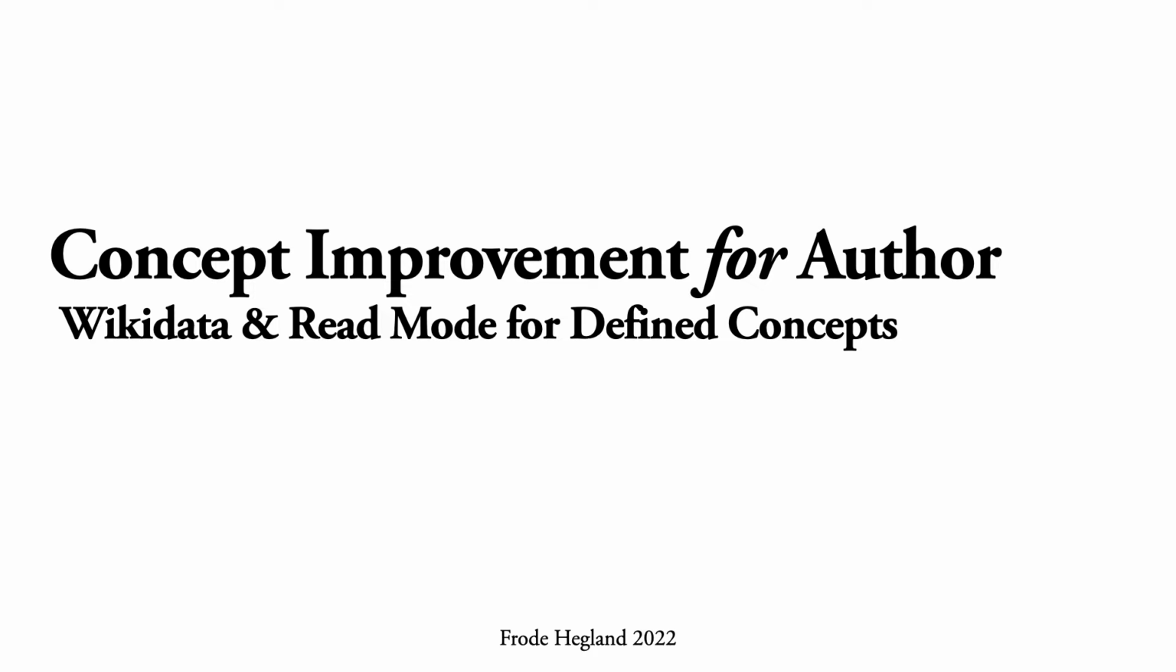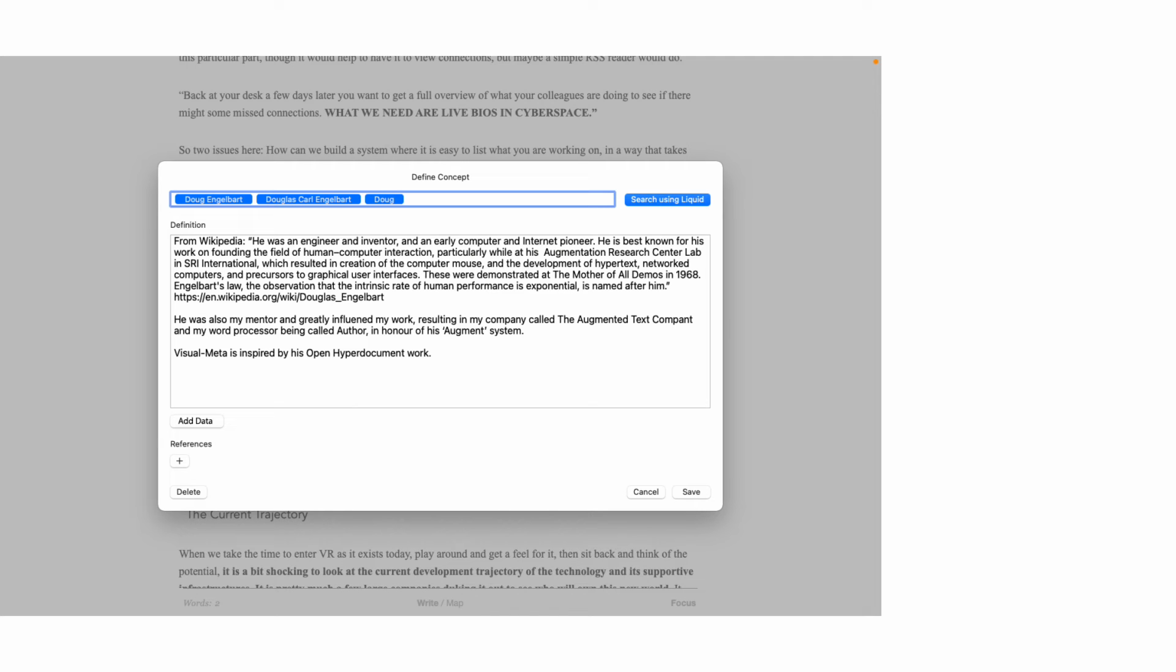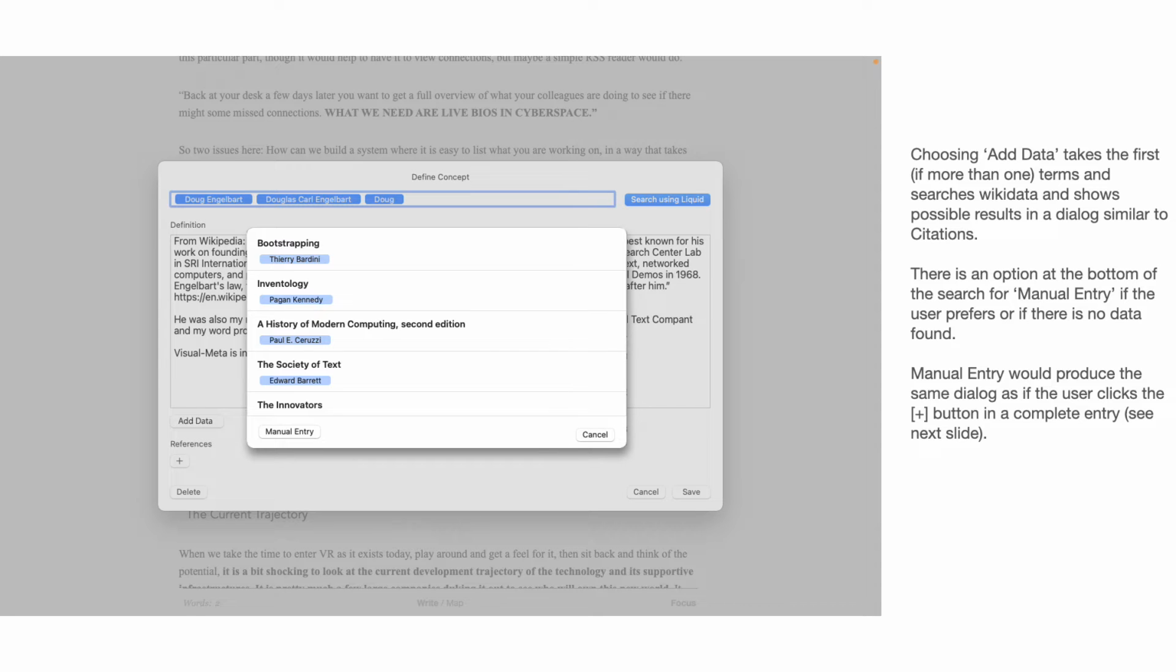It's my idea of how concepts may be more important, more richly fill-inable, and beyond. So all I've really done is, in the Define Concept dialog in Author, added a button that says Add Data. The user clicks on that.